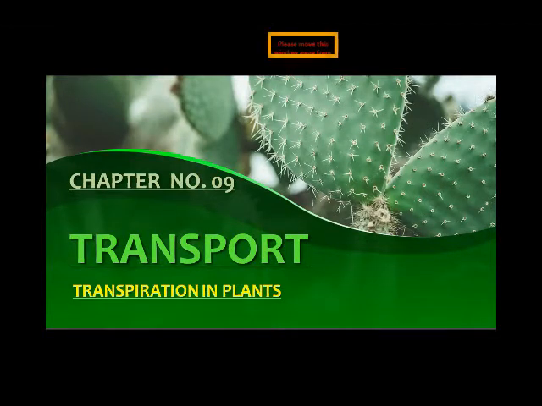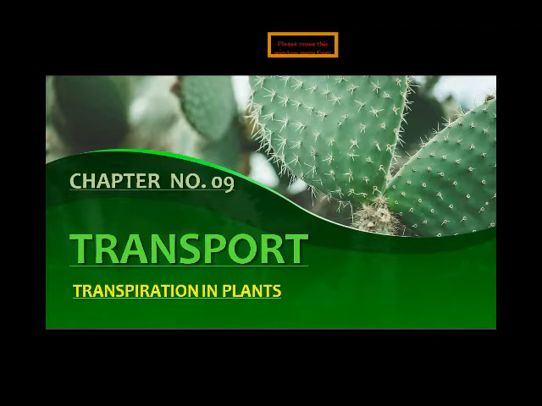Students, the meaning of transport is to carry substances, materials, or passengers or people from one place to another place. But we are learning about the transport system in living organisms. The topic of transport in plants is going on, but today's topic is transpiration, and how this process occurs in plants.